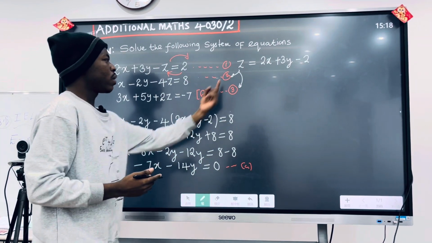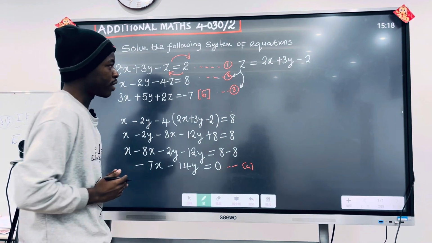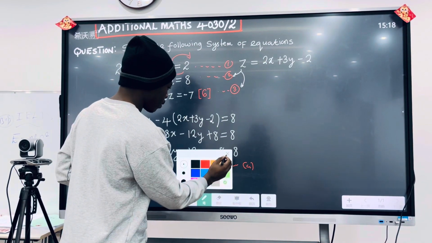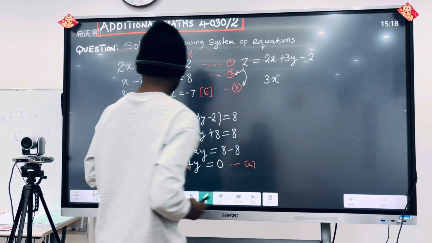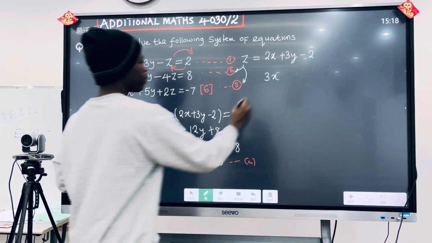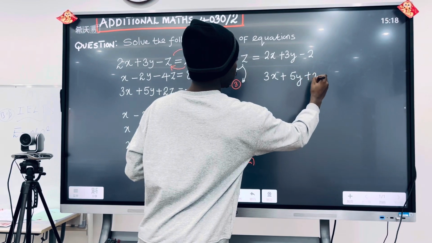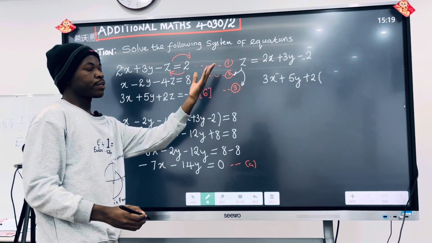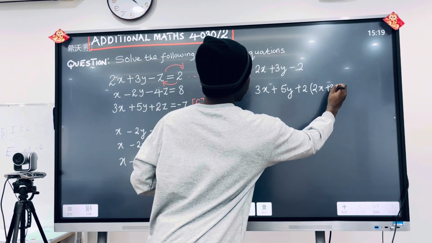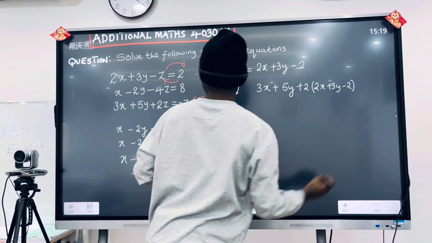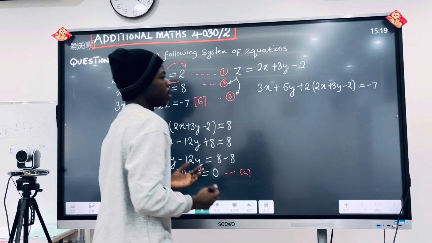So the other thing is we now take this z value and substitute it in equation 3. So we do exact same thing that we've done here. So here I have 3x plus 5y plus 2. But where there's z, I substitute with 2x plus 3y minus 2. And you can see everything equals negative 7, like that. We do the same thing.